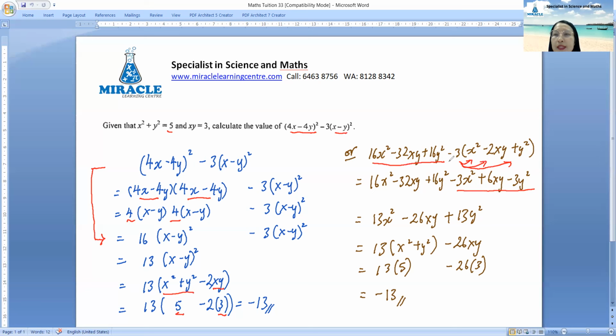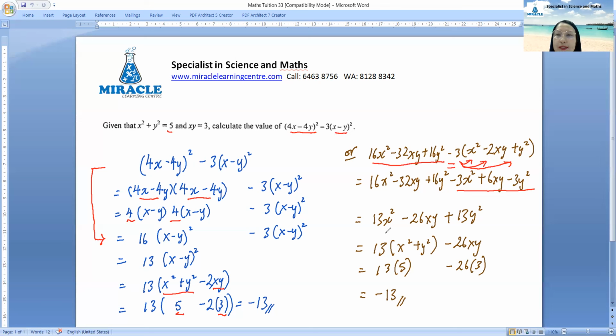Remember this is a negative sign. So negative times negative is positive. Negative times positive, this is again negative. So now I simplify 16 minus 3, so I get 13, minus 32 plus 6, so I get minus 26, then 16 minus 3, so I get 13.